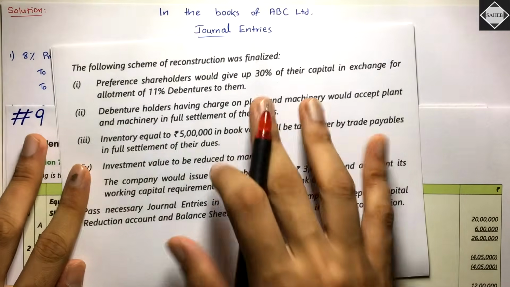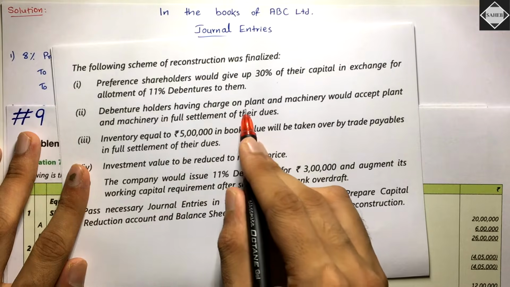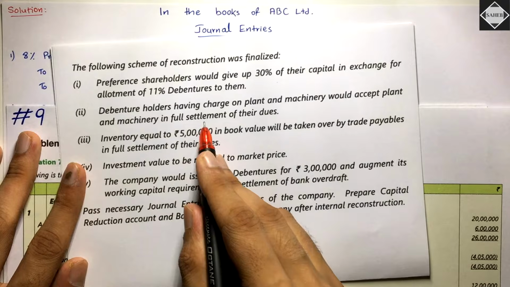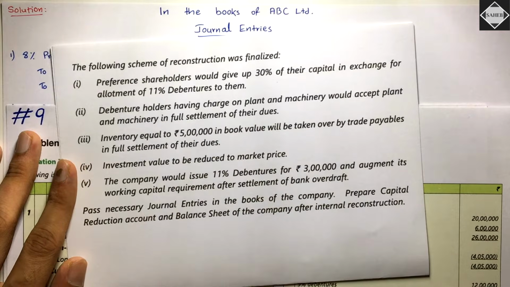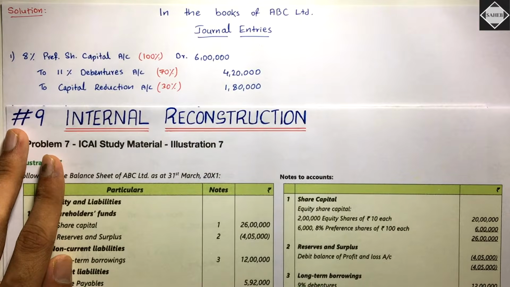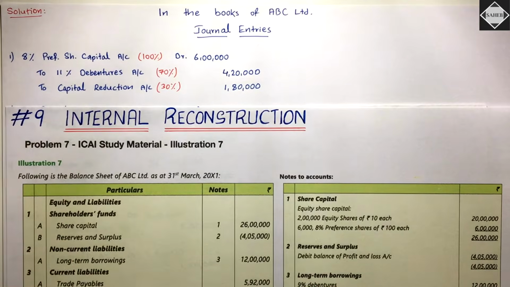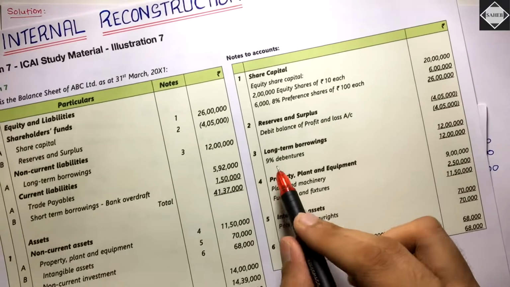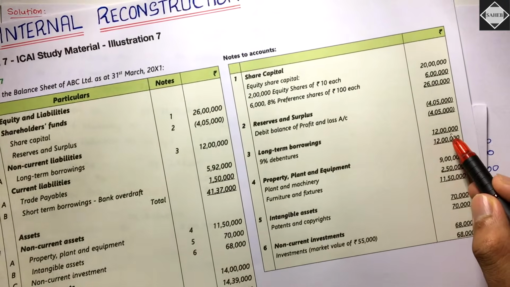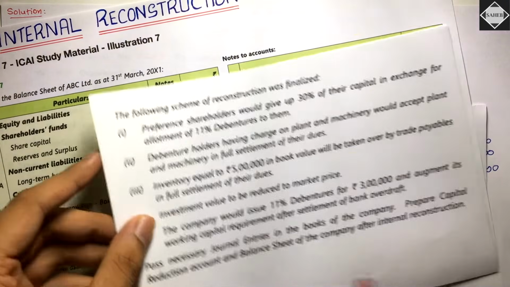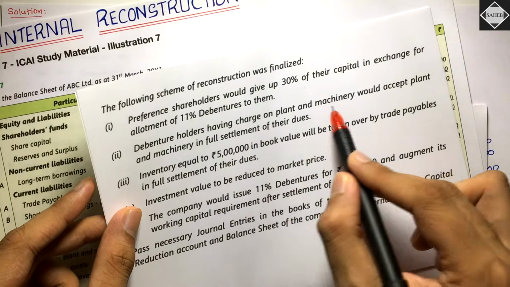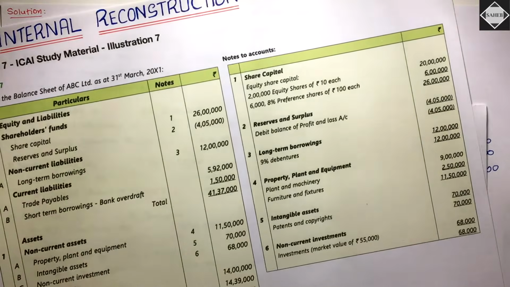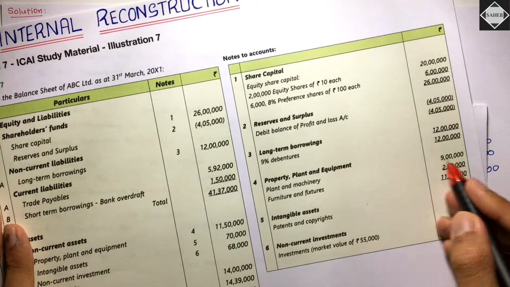See here, debenture holders having charge on plant and machinery would accept plant and machinery in full settlement of their dues. So let's see, in the balance sheet, which debentures are there? These are new debentures. They are not talking about 11% debenture. They are talking about the old debentures. See here, 9% debentures are there of 12 lakhs. So they are saying these debenture holders having charge on plant and machinery would accept plant and machinery in full settlement. Value of plant and machinery is 9 lakh.